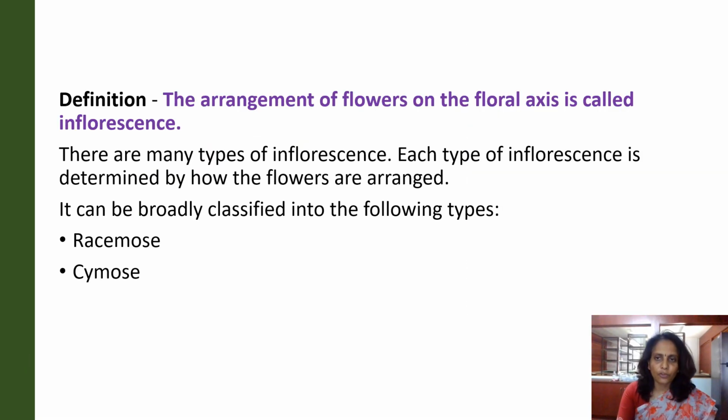What is an inflorescence? Inflorescence can be defined as the arrangement of flowers on the floral axis. We all know the floral axis is otherwise called the peduncle. There are different types of inflorescence which basically determine how the flowers are arranged. Inflorescence can be broadly classified into two types, namely racemose and cymose.